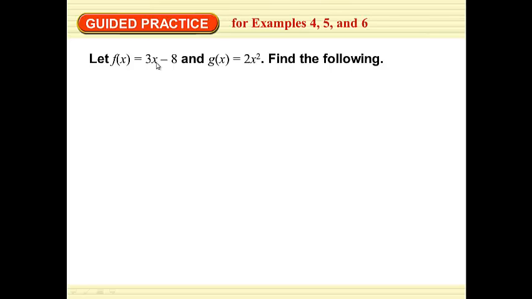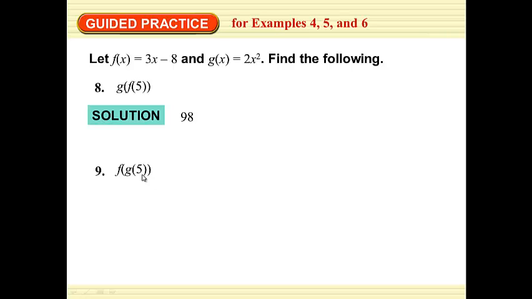this. Okay, so let f of x and g of x be this. What would g of f of 5 be? So now I'm plugging 5 into the f equation. 3 times 5 is 15, minus 8 is 7. Then I plug that result into the new equation. 7 squared is 49 times 2 is 98.